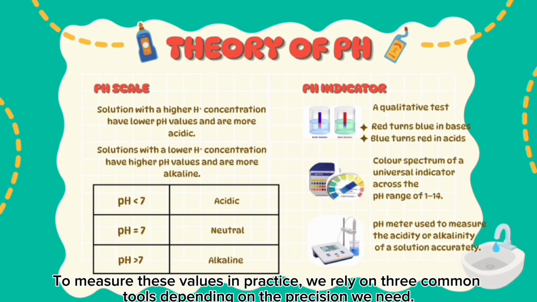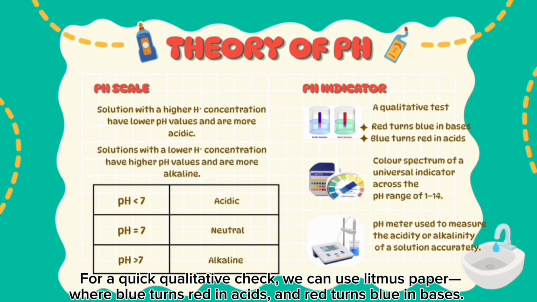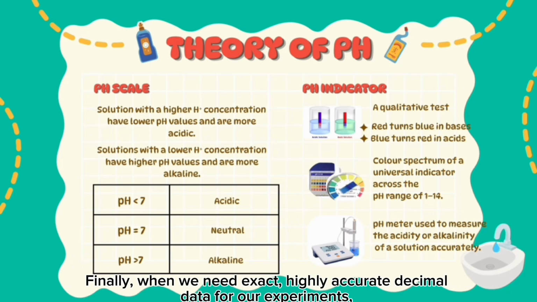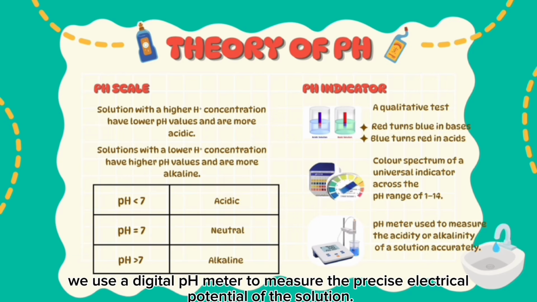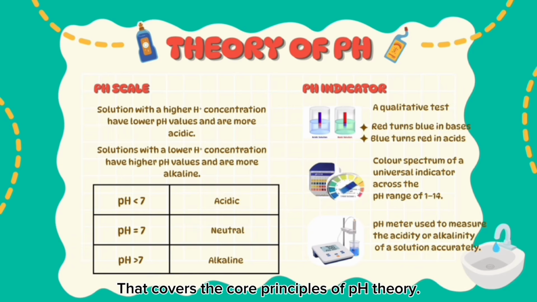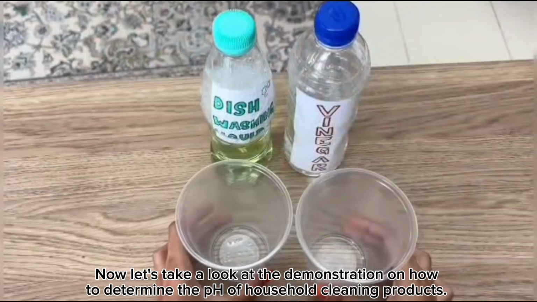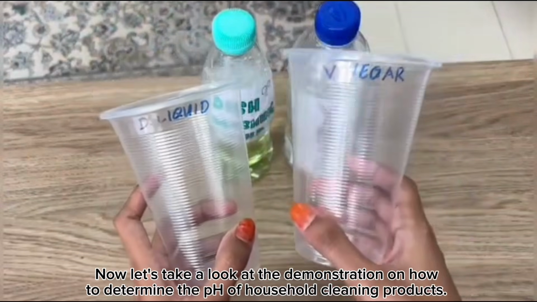To measure this value in practice, we rely on three common tools depending on the precision we need. For a quick qualitative check, we can use litmus paper, where blue turns red in acid and red turns blue in bases. If we want a better visual estimate, a universal indicator provides a beautiful color spectrum across the entire 1 to 14 range. Finally, when we need exact, highly accurate decimal data for our experiments, we use a digital pH meter to measure the precise electrical potential of the solution. That covers the core principles of pH theory. Now let's take a look at the demonstration on how to determine pH in household cleaning products.